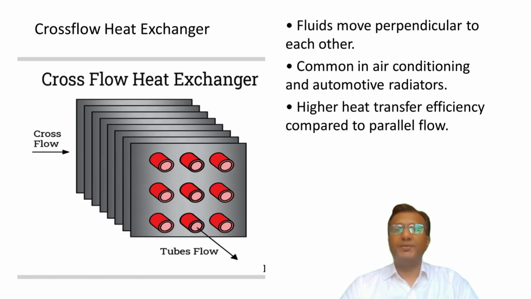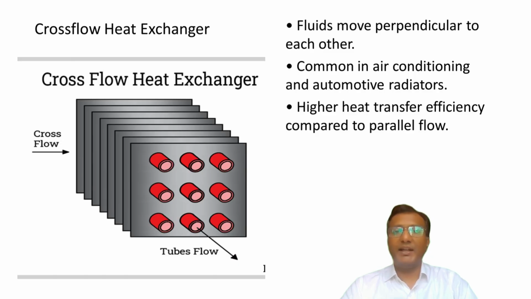A cross-flow heat exchanger features fluids moving perpendicular to each other, offering a balance between efficiency and design simplicity. In this arrangement, one fluid, often air, flows across the tubes or plates carrying the other fluid, typically a liquid like water or coolant. This setup is common in air conditioning units and automotive radiators, where air is forced over tubes to cool a circulating fluid.